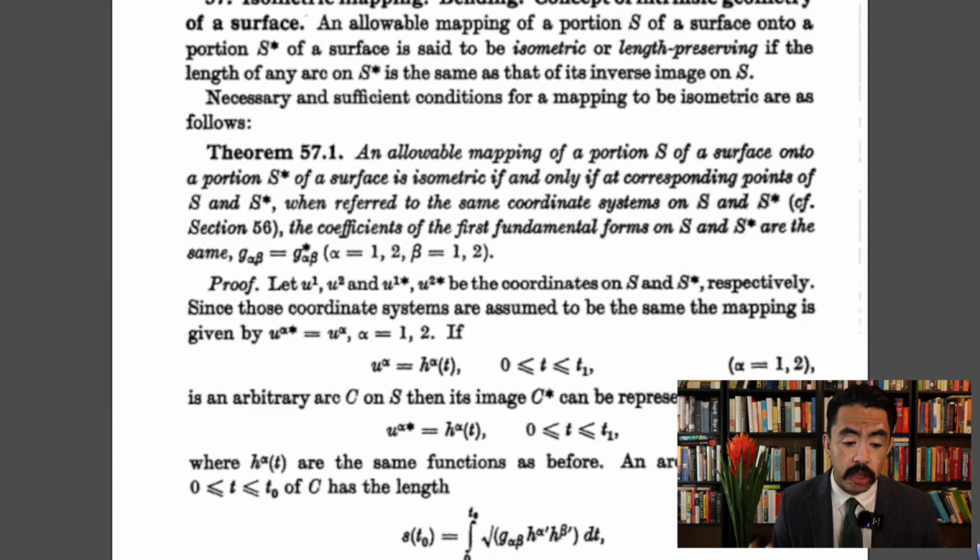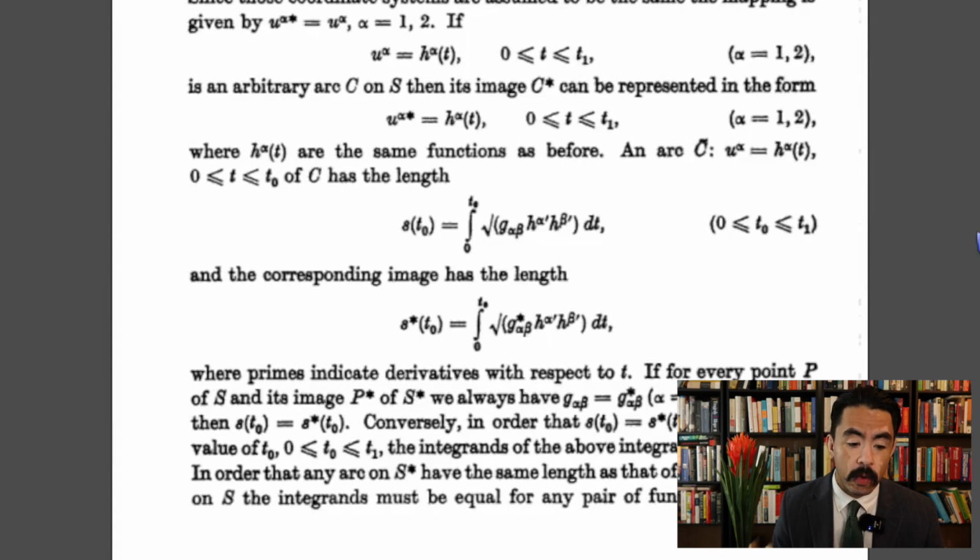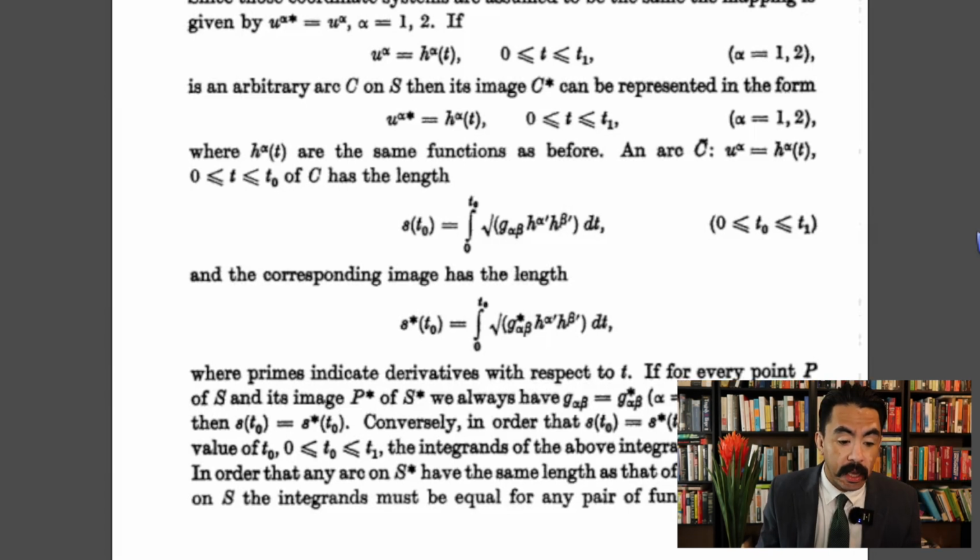Let u1, u2 and u1 star, u2 star be the coordinates on capital S and capital S star respectively. Since those coordinate systems are assumed to be the same, the mapping is given by u alpha star equal to u alpha, where alpha equals 1 or 2. If u alpha is equal to a function h alpha of a parameter t, such that t is greater than or equal to 0 and less than or equal to t1, and alpha can be either 1 or 2, is an arbitrary arc capital C on capital S, then its image, capital C star, can be represented in the form u alpha star equal to a function h alpha of t, where t is greater than or equal to 0 and less than or equal to t1, and where alpha is equal to 1 or 2. And in this case, the function h alpha of t is the same h alpha of t as before.